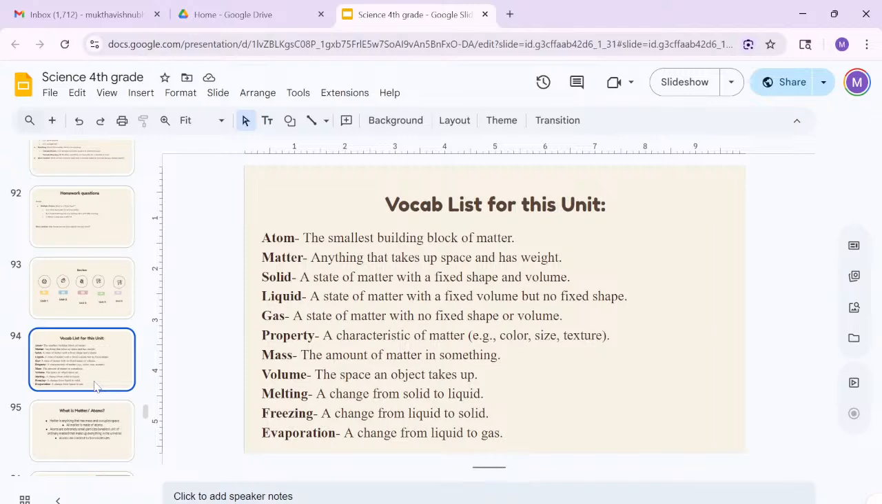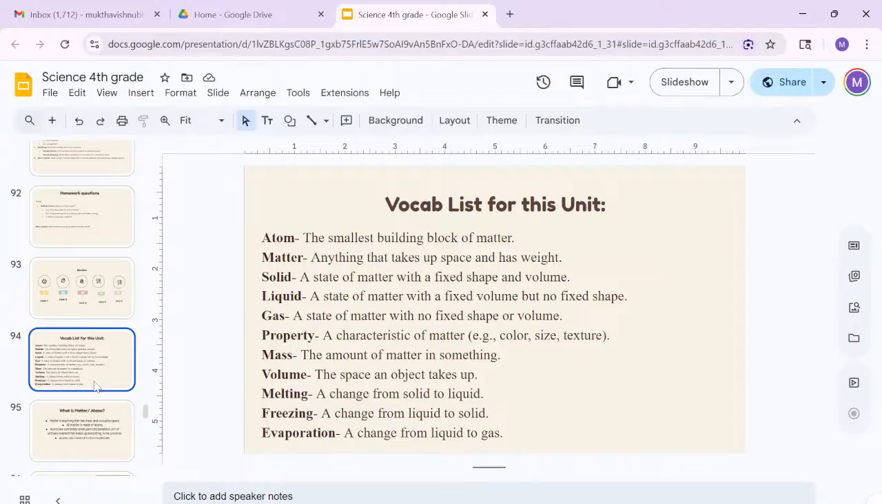So whenever there's air particles, they don't really have a fixed shape or volume. They just float around, they're everywhere, and they're more spread apart. The atoms in gases are more spread apart. So property is a characteristic of matter which includes color, size, texture, and there's two types of properties, which is chemical properties and physical properties that we're going to go more over. Mass is the amount of matter in something. Volume is the space an object takes up, which we covered.